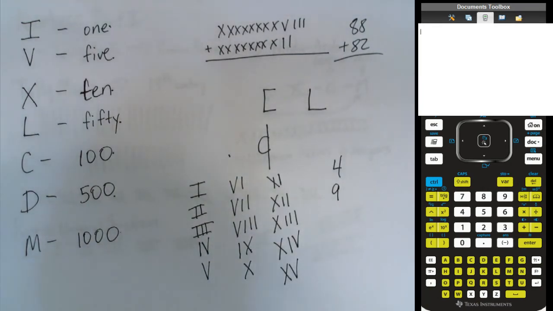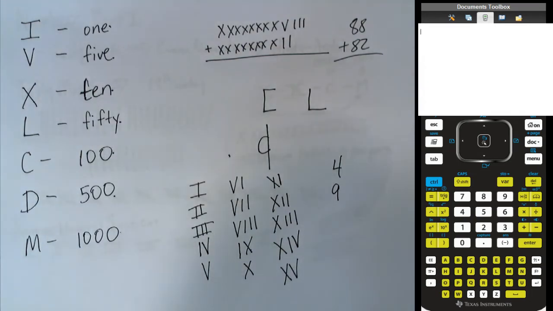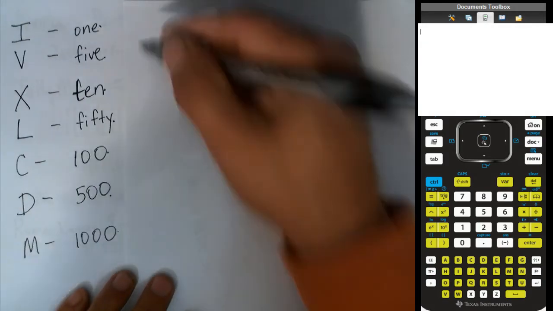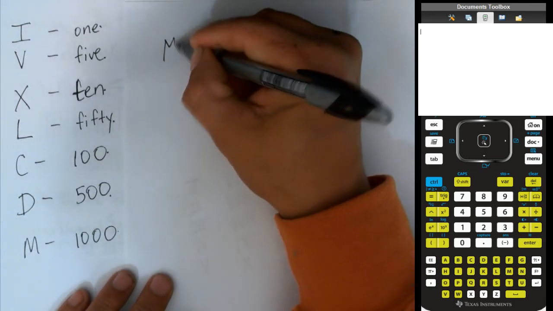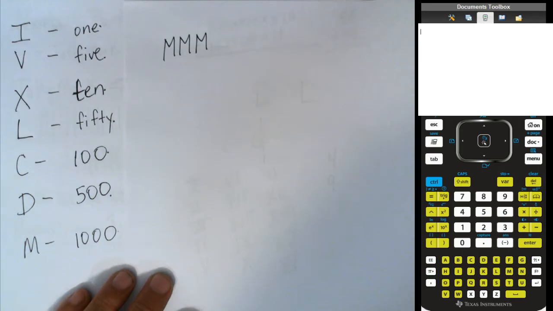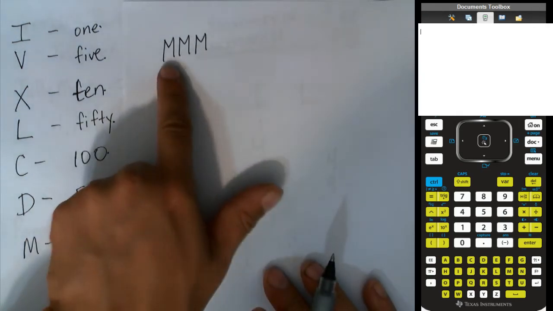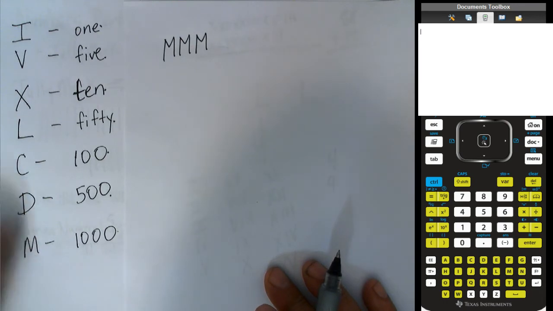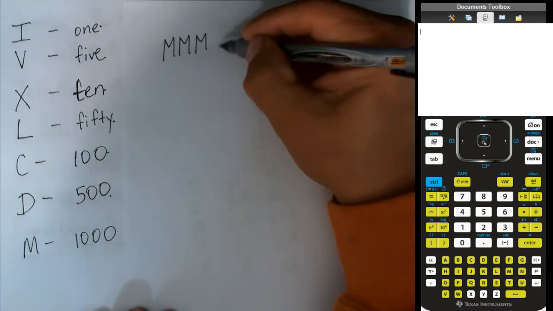Well, eventually they had to use numbers greater than that. Well, let's look at this system and let's find the greatest number that we could possibly find. Let's see. We have 1,000, 2,000, 3,000. There's no 4,000 because we can't have more than 3 in a row. So that's the highest we can get. And then we could do 900, which would be CM.